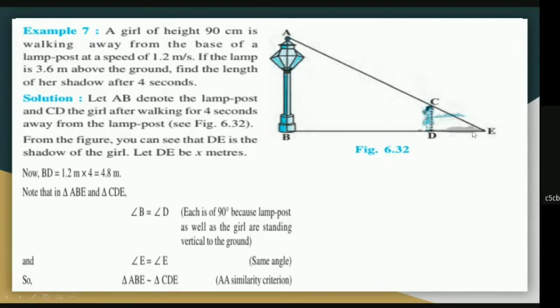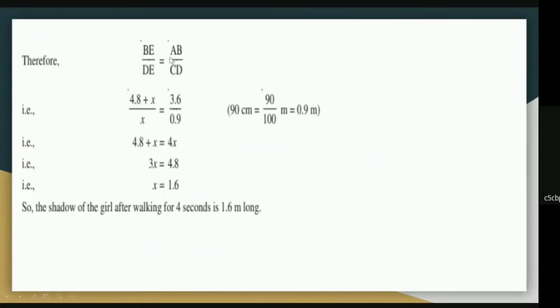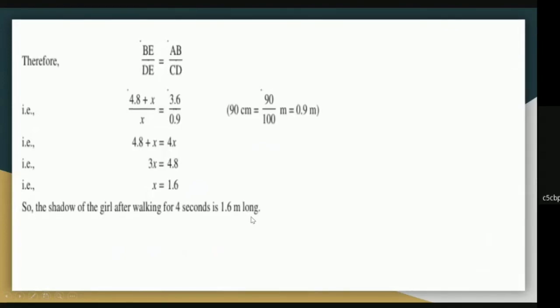So I can say DE upon BE will be equal to CD upon AB, and I can find the lengths using the formula (4.8 plus x) upon x is equal to 3.6 upon 0.9, which gives me x is equal to 1.6 meters. So the shadow of the girl after walking 4 seconds is 1.6 meters long.